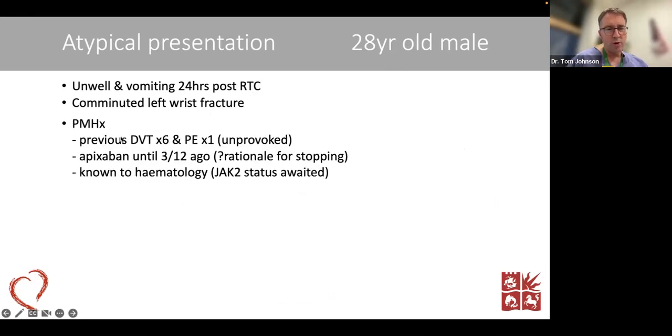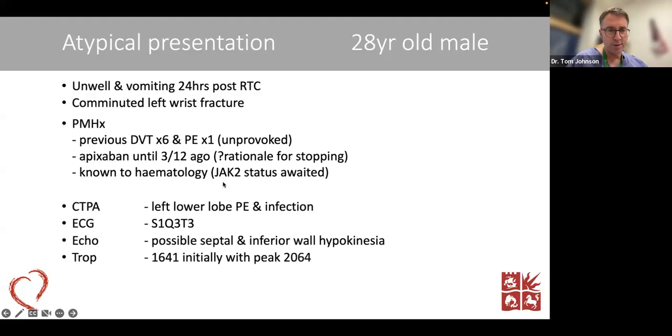He had quite a worrisome background, a complex history of 6 previous DVTs and an unprovoked pulmonary embolus. He'd been on apixaban for 3 months preceding this injury, but had, we're not sure why, stopped taking the apixaban before his road crash. He was under hematology, who were wondering whether he had some underlying thrombophilic state, and had also undertaken a JAK2 assessment.